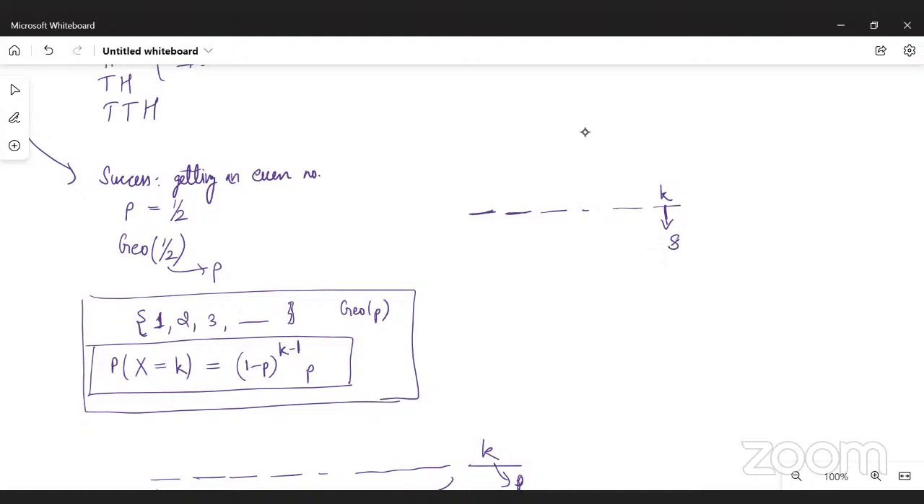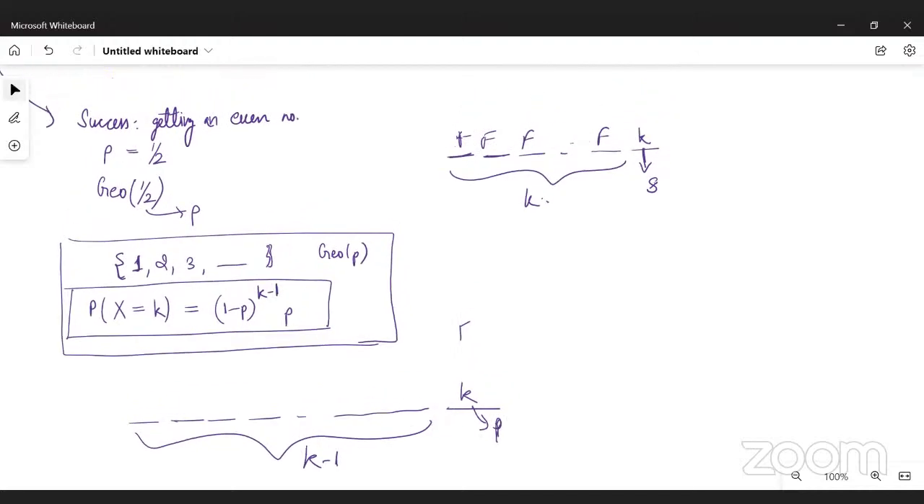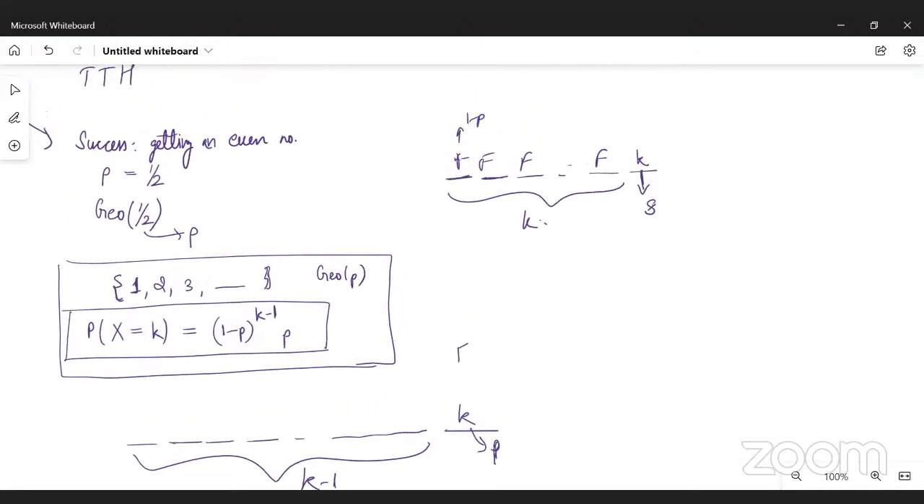It means the first k-1 trials are all failures. The first trial is a failure, the second is a failure, the third is a failure, up to k-1. We multiply all these probabilities because all the trials are independent. The probability of a failure is 1 minus p, and you multiply it k-1 times. So it's (1 minus p) to the power k-1, into p, because you have the success on the kth trial. This is how we derived this probability distribution.